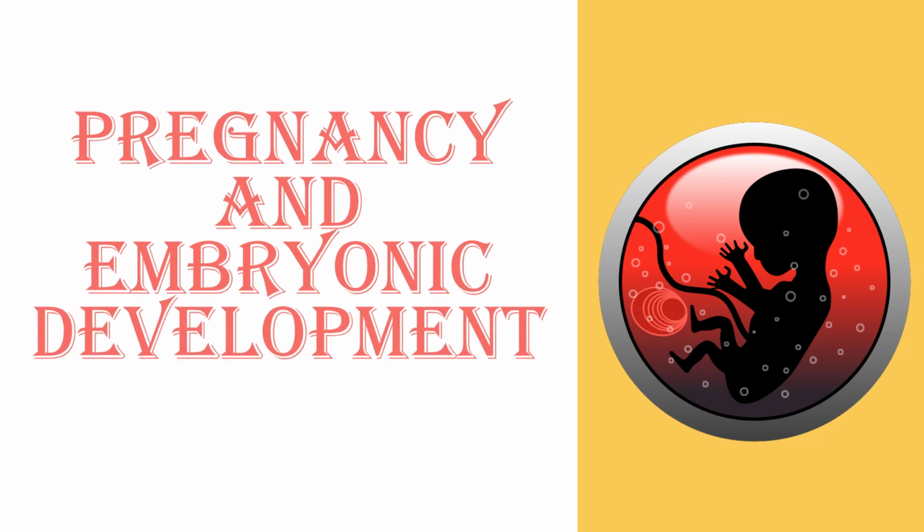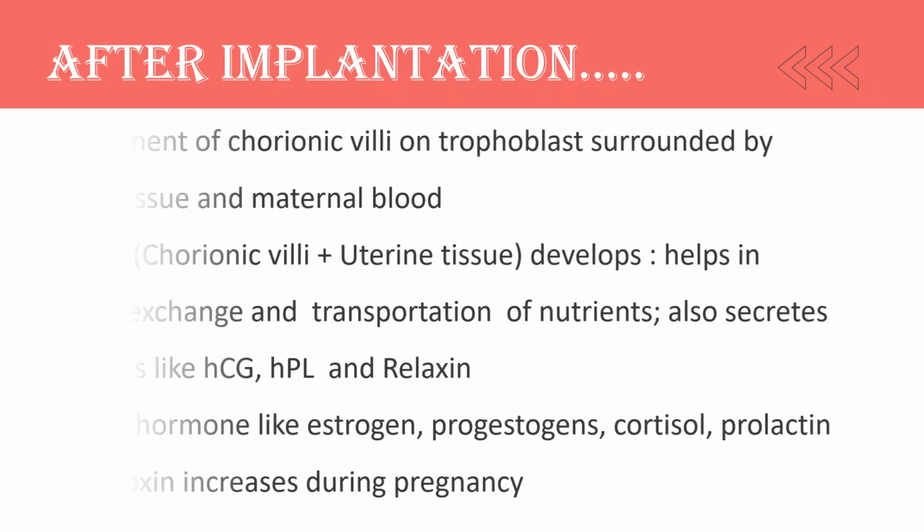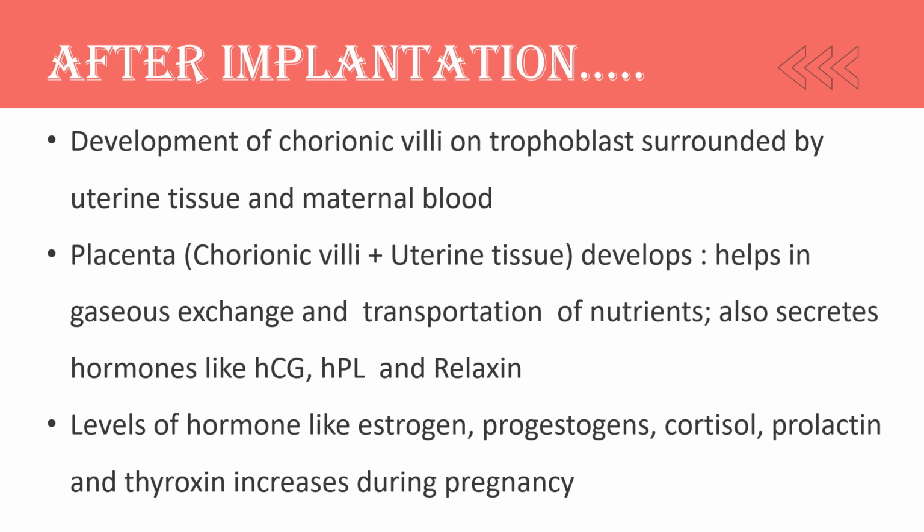Next is pregnancy and embryonic development. After implantation, that is 7th day after the fusion of male and female gamete, there is development of chorionic villi. These are finger-like projections on trophoblast that is surrounded by uterine tissue and the maternal blood. Placenta, you might have heard about placenta. These are very important structure for the developing fetus. It is actually the interdigitation of chorionic villi and uterine tissue.